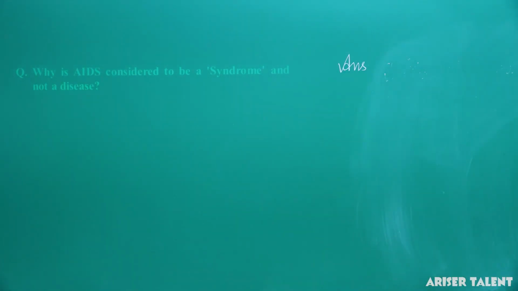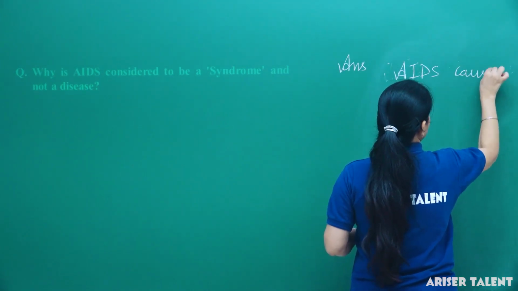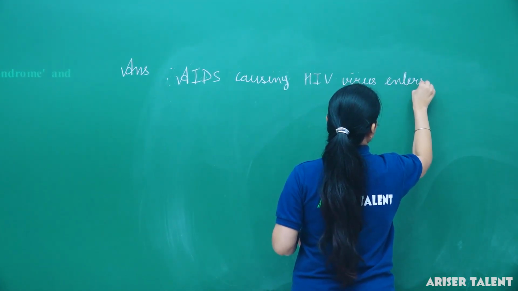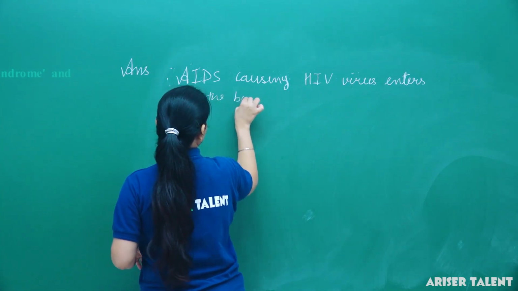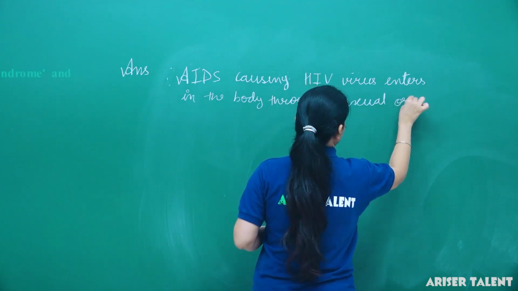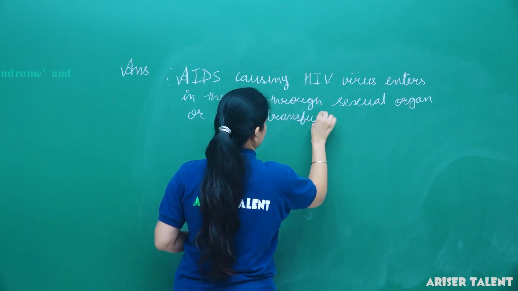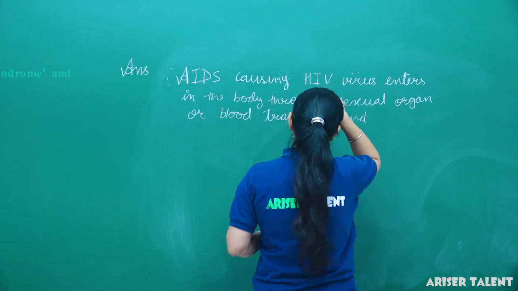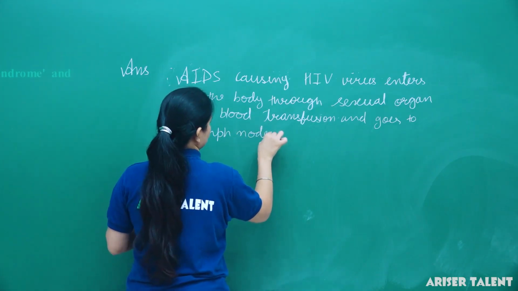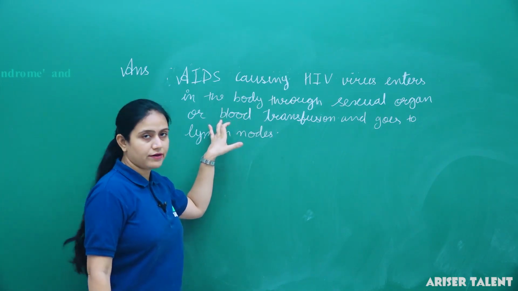Clear? Okay, so here we go with the answer. The HIV virus which causes AIDS enters the body through sexual contact or the sexual organ, or blood transfusion, and goes to the lymph nodes.